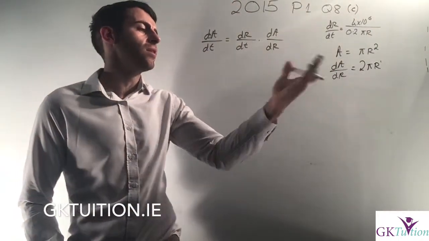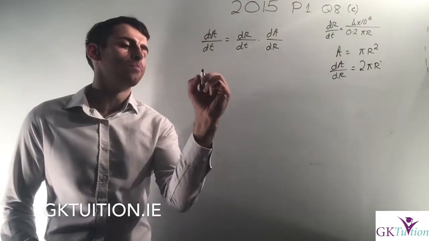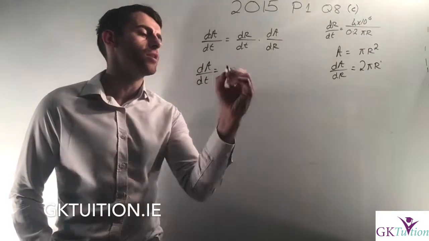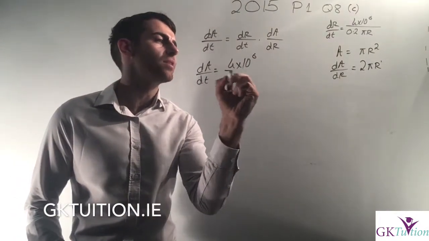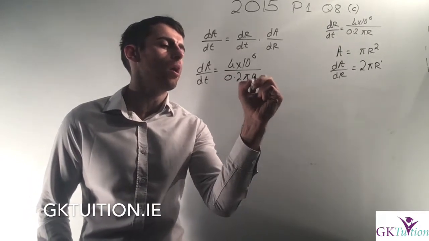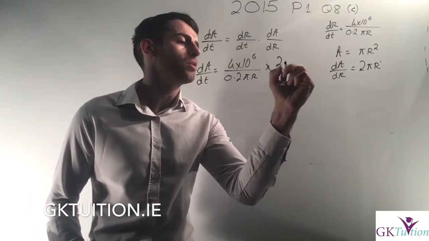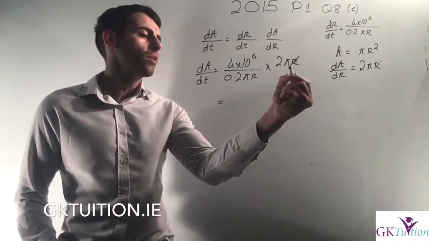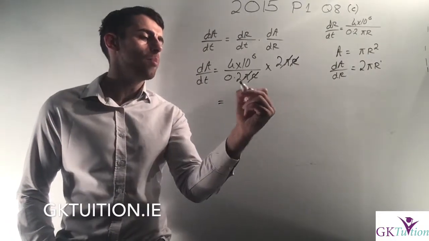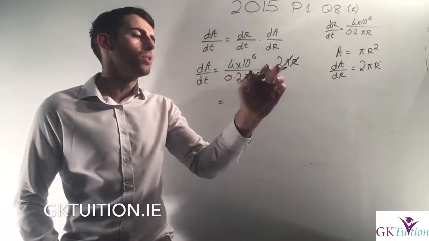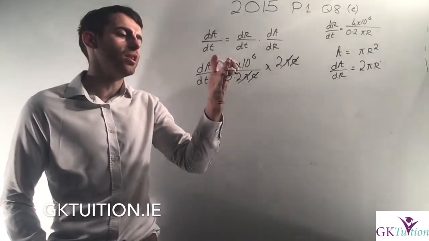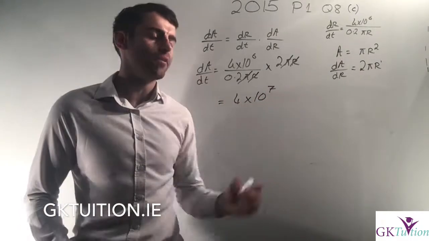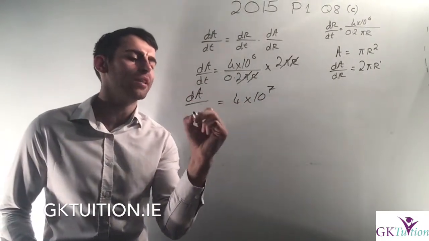So I know dr/dt and I know dA/dr, so I can just plug them straight in. So that means the dA/dt, the rate at which the area is increasing, is 4 by 10 to the power 6 divided by 0.2 times pi times r multiplied by 2 pi r. Now this one works out really nicely because I've got an r on the top and an r on the bottom. I have a pi on the top and a pi on the bottom. 0.2 goes into 2 10 times, so it's actually just 4 by 10 to the power 6 multiplied by 10, which is 4 by 10 to the power 7. So the dA/dt is 4 by 10 to the power 7.